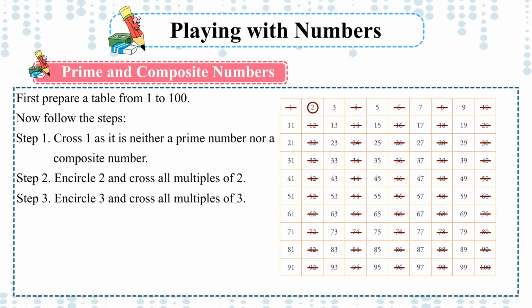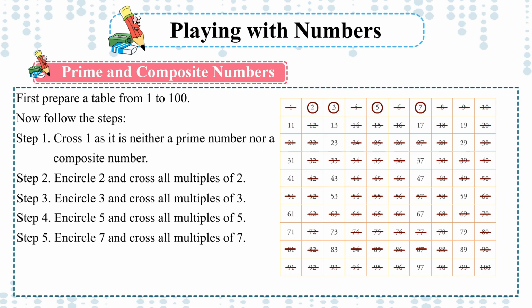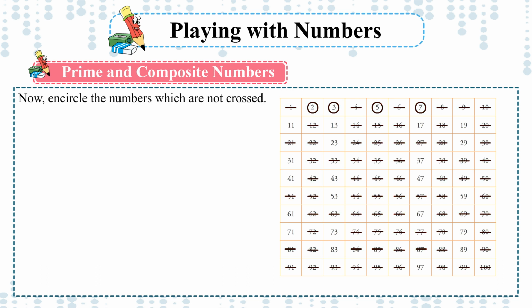Step 3. Encircle 3 and cross all multiples of 3. Step 4. Encircle 5 and cross all multiples of 5. Step 5. Encircle 7 and cross all multiples of 7. Now, encircle the numbers which are not crossed.